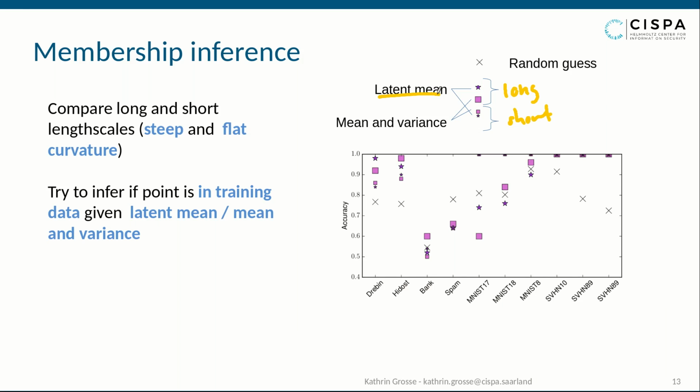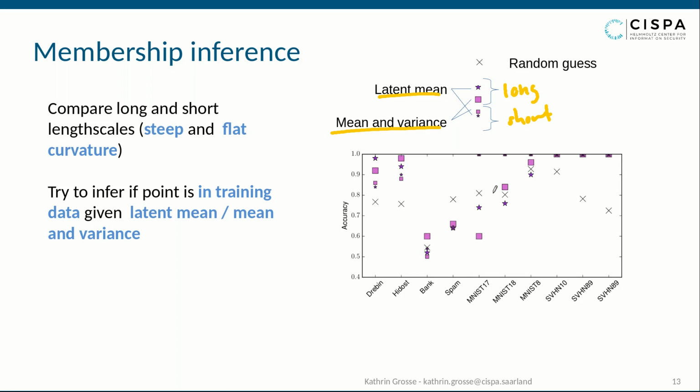There's a certain type of information that we give to the attacker, because you can consider different outputs of the GP. I'm not going to go too much into detail here. You can check this in the paper. There are several settings that we studied. And for each data set that we have here, the random guess is different, because the ratio between training and test data and the overall data set size are different. So we added them here in the plot so you can actually compare.